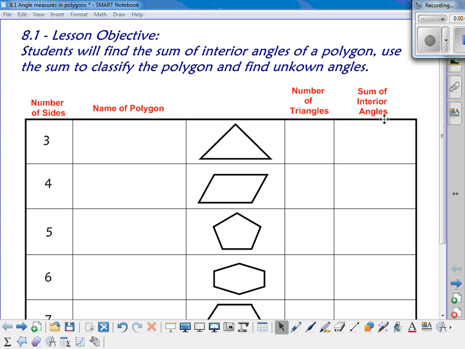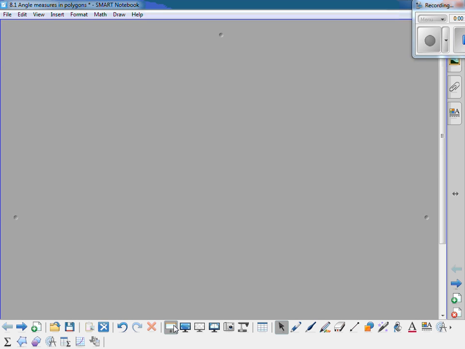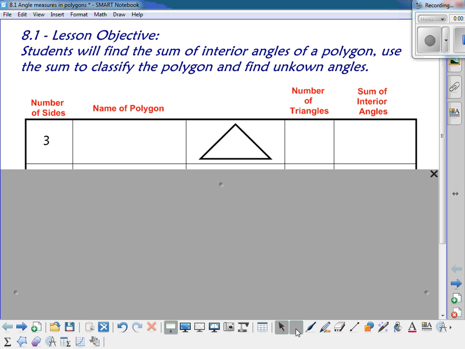Lesson objective for this video: students will find the sum of interior angles of a polygon, use the sum to classify the polygon, and find unknown angles. If we have a polygon that has 3 sides, it's called a triangle. How many triangles do I have here? I have only one. So the sum of the interior angles is 180 degrees, because the angles of a triangle always add up to 180.